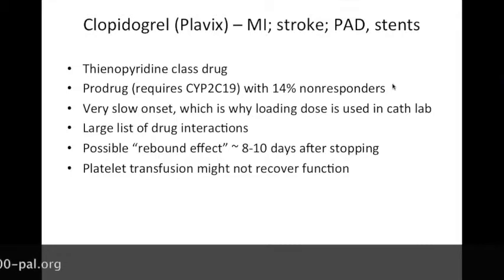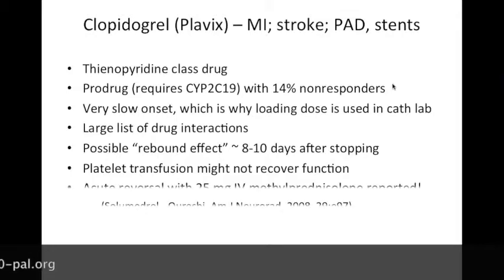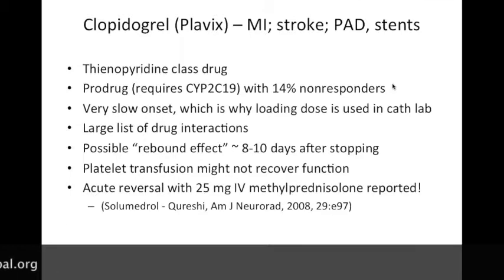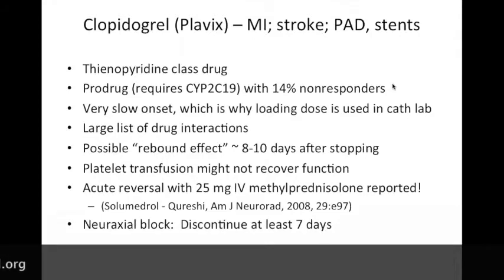So while it's important to stop it for enough time before a procedure, we also may get the patient in trouble if he's off of it too long. Platelet transfusion may not recover platelet function. There is a very interesting case report and information in the package insert about acute reversal under emergency circumstances by administration of IV methylprednisolone.